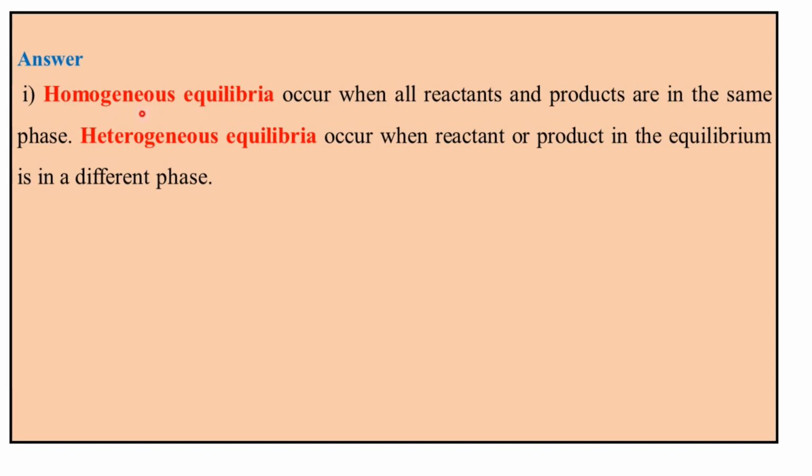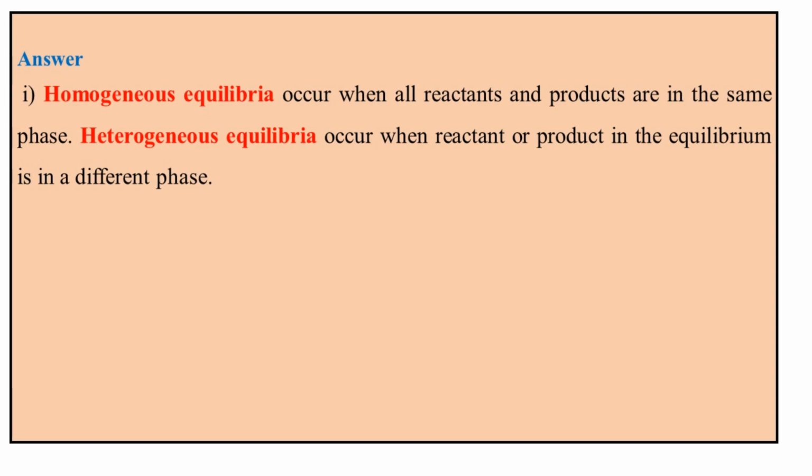Let's see what homogeneous equilibrium is. Homogeneous equilibrium, or homogeneous equilibria, occur when the reactant and the product are in the same phase. That means when you have the product and reactant in the same phase, you have homogeneous equilibrium. On the contrary, when the reactant and the product are in different phases, we have heterogeneous equilibrium. For example, if the product is in the gas phase and the reactant is also in the gas phase, we have homogeneous equilibria because the reactant and the product are in the same phase.